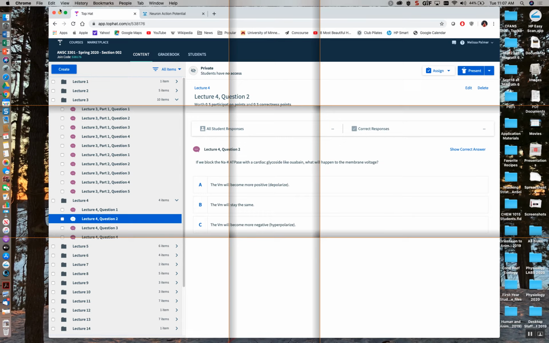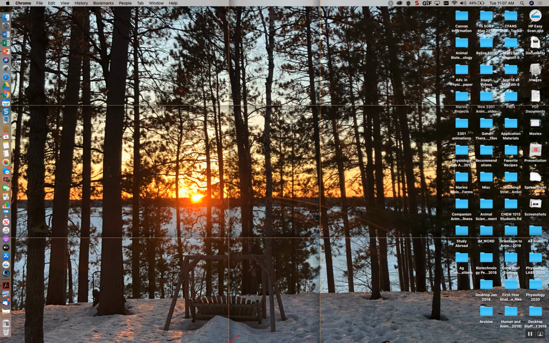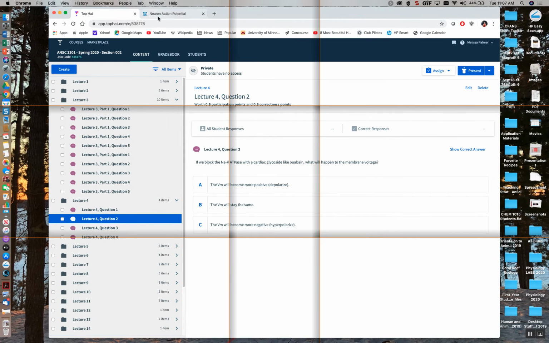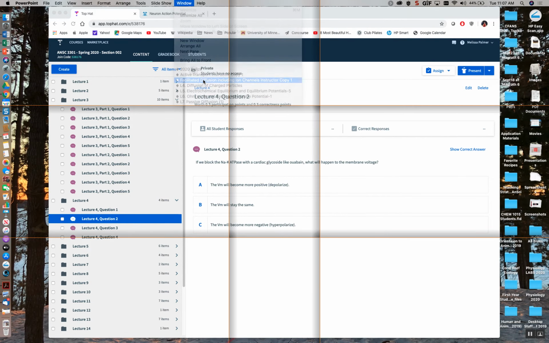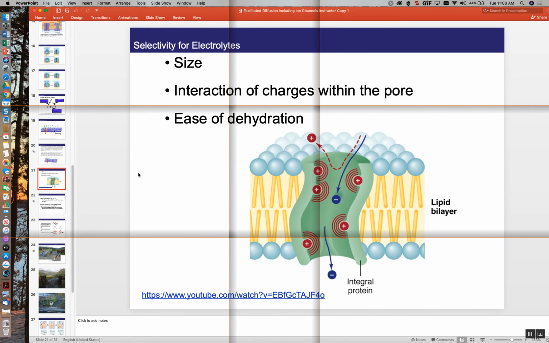All right, so think about this. Here's the scenario. Think about an ion channel that allows for potassium to move across the membrane, but not sodium. Okay? So in this case, which ion? Both of them have a positive charge, right? Here we go. Which ion is smaller?